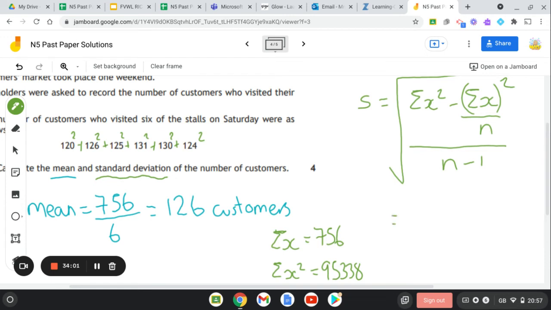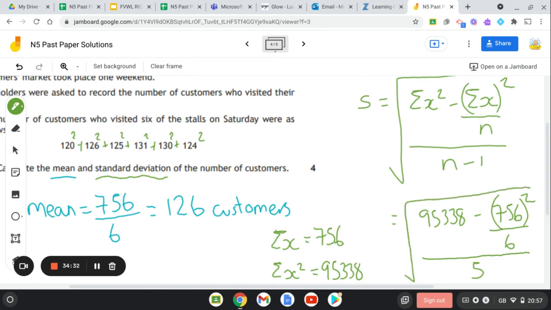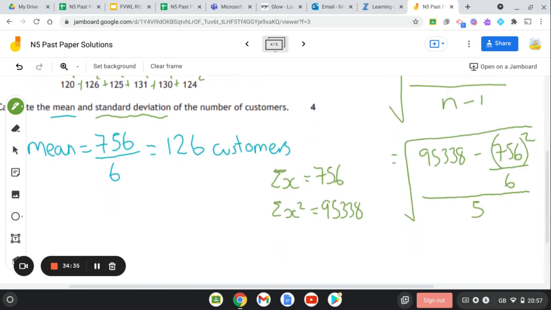So we're now ready to substitute into our formula. They want the sum of x squared, so it's 95,338. We're taking away the sum of x, but they want us to square it, and they want us to divide it by n. Now, n is just how many numbers are in your data set. So we've got 6 numbers, so we're dividing that by 6. And then all of that top line is going to be divided by n minus 1, so we're dividing by 5, and then we're taking the square root. So then what we do is type the top line into our calculator. You can just type it in one go, so 95,338.